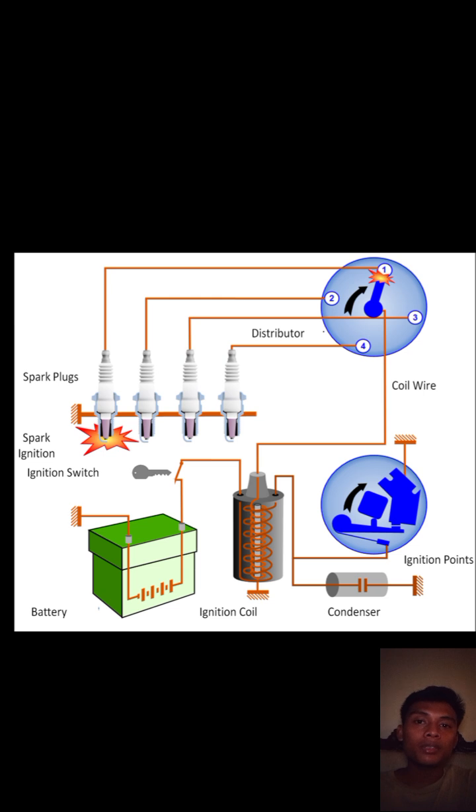The next step is that the high voltage produced by the secondary winding is transferred to the distributor. A rotor inside the distributor rotates according to the ignition timing. When the rotor comes exactly in front of the distributor point, the voltage jumps across the air gap from the rotor to the point. The high voltage is then transferred from the distributor to the spark plug terminal via a high tension cable.